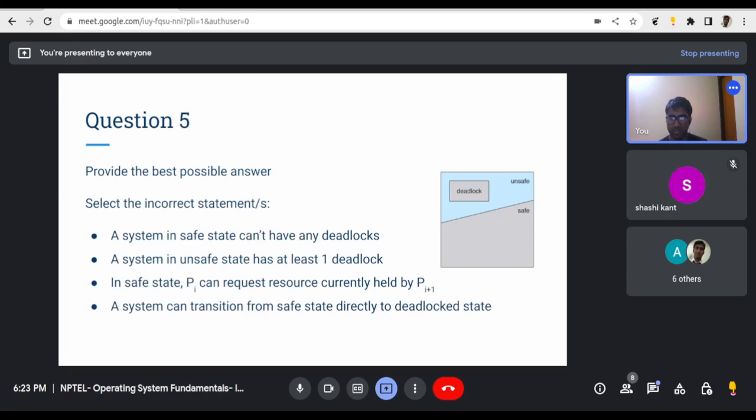Okay, let's move on to the next question then. In this question, you have to select the incorrect statement or statements with respect to safe and unsafe states. Sir might have taught this figure in class, so with respect to this figure, you have to answer the questions. A system in safe state can't have any deadlocks. A system in unsafe state has at least one deadlock. In a safe state, a process Pi can request a resource that is currently held by process Pi plus 1, and a system can transition from safe state directly to deadlock state. Which is or are incorrect? There may be more than one.